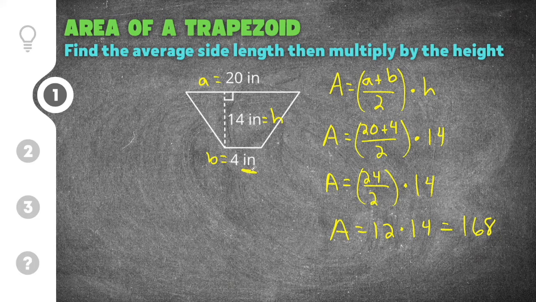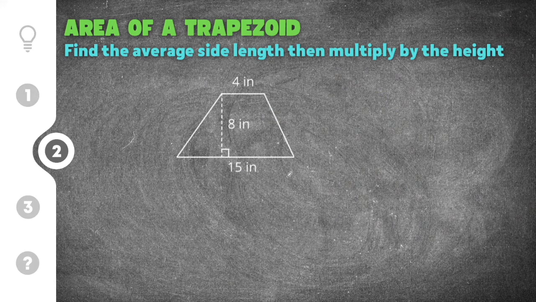Now our units are inches, so I'm going to say 168 inches. And because you multiplied inches times inches, it's going to be inches squared. So our area is 168 inches squared.